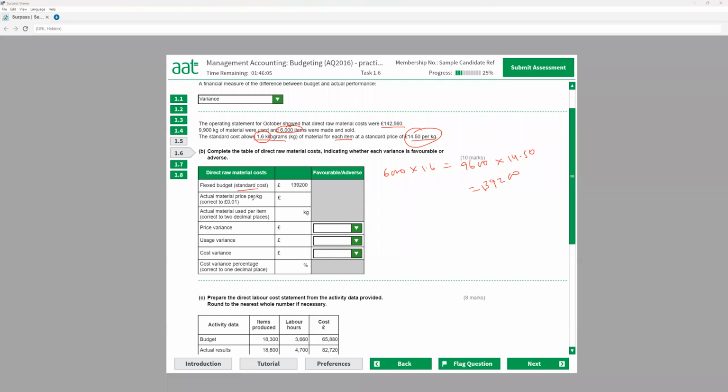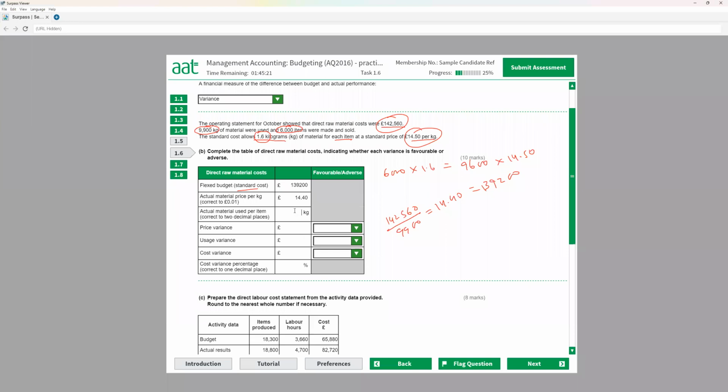The next one says actual material price per kilo. How many kilos have I used? Actual used 9,900 kilos, and the total I paid was 142,560. So 142,560 is the total actual cost for the actual 9,900 kilos. How much is the actual cost per kilo? 142,560 divided by 9,900 is 14.40.